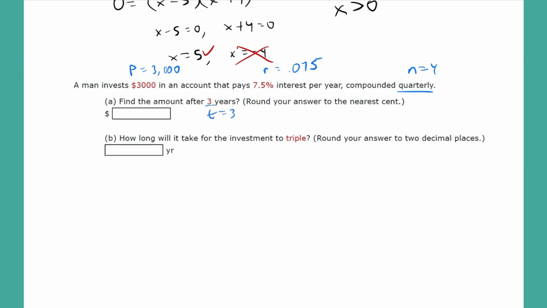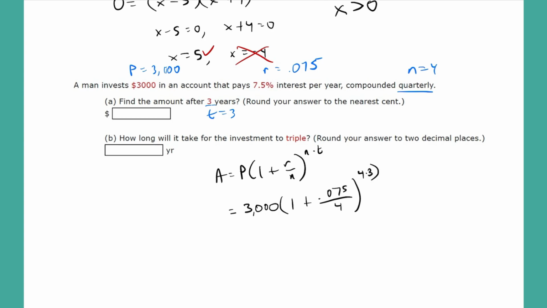So if you recall, the formula for investments or interest is as follows. Plugging in these numbers gives us 3,000 times (1 plus 0.075 over 4) to the power of 4 times 3. Okay, and let's see, find the amount after 3 years. So if we type that into our calculator, we should get 3749.15 if I round to the nearest cent.